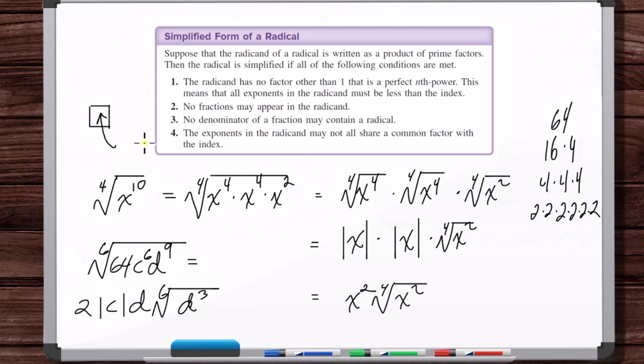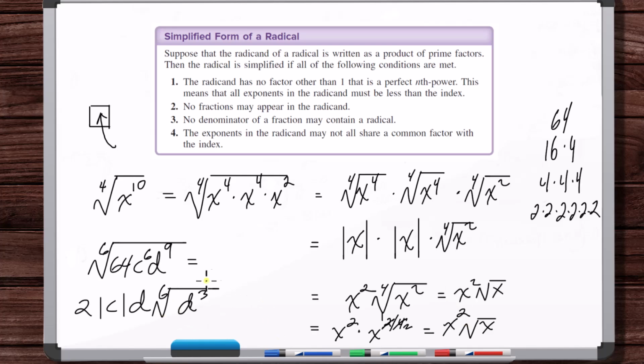So why not? This says the exponents in the radicand may not all share a common factor with the index. What they're talking about here is going to be very clear to illustrate if we convert this to the exponent form. So x squared times... okay, so we know this would be... right? Well, look, there you go. You see why it's not simplified? That's not a reduced fraction. So in reality, this is x squared root x.